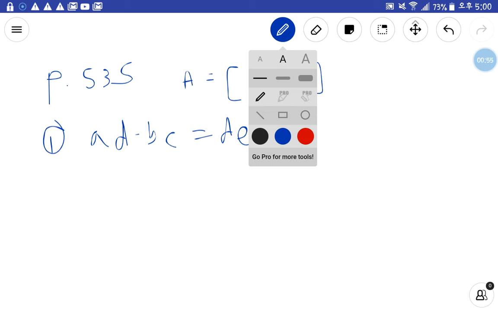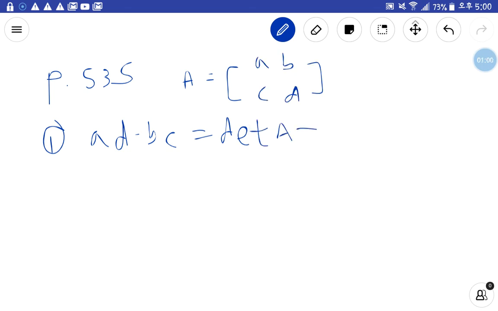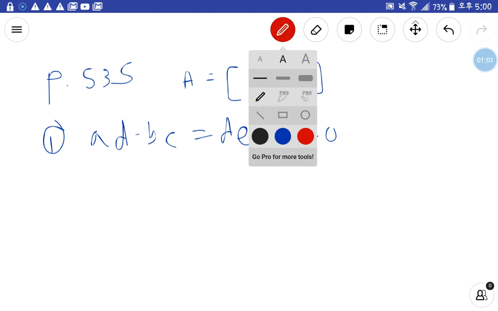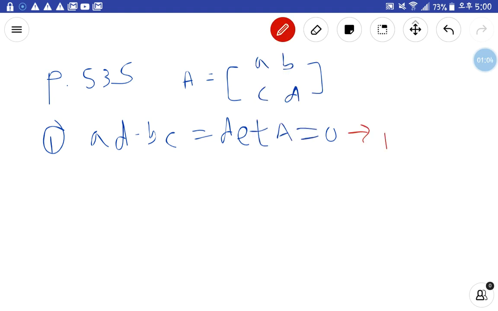If this becomes 0, then no inverse matrix exists. If this is not 0, then an inverse matrix exists. So yes, that's what you need to check first.